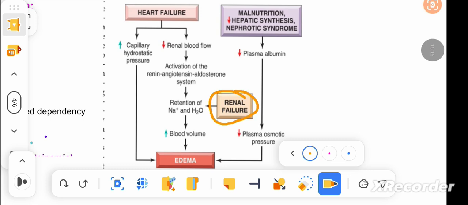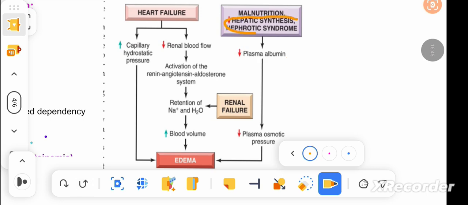And then renal failure can also lead to increased blood volume via the retention of sodium and water, and then edema will kick in. But apart from heart failure, other causes might be malnutrition, where we have low intake of proteins, so the plasma proteins will be reduced. Okay, that is in malnutrition.